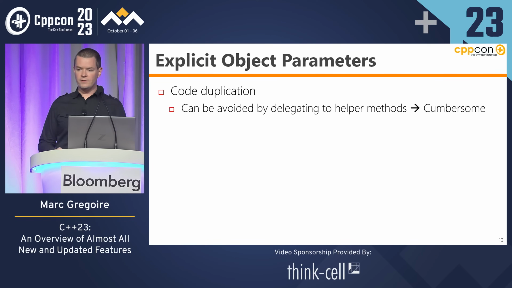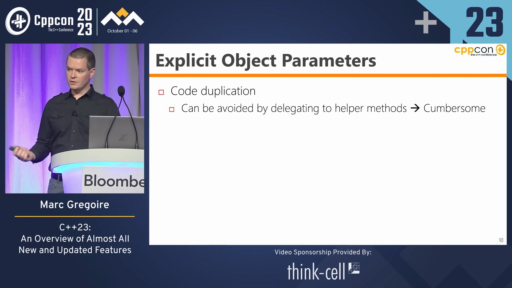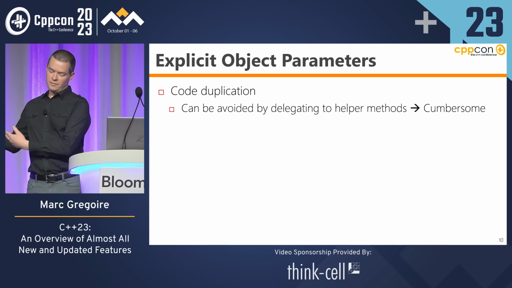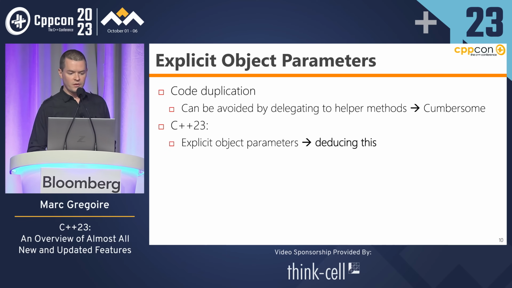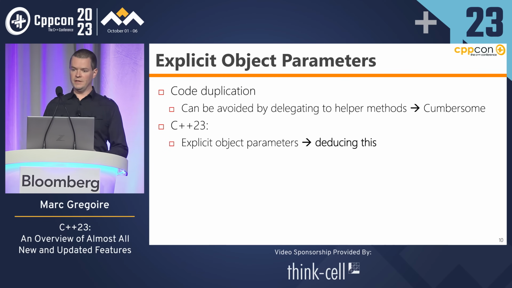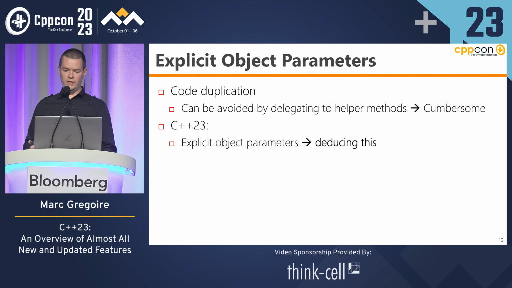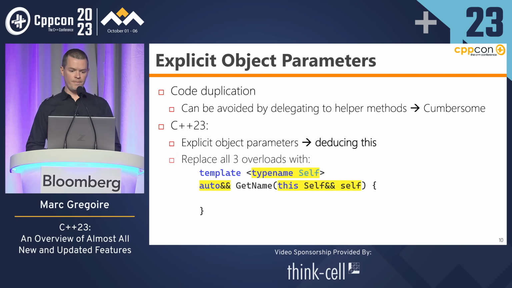So of course, one way to get rid of it is to delegate to a helper method, but that's cumbersome because you still need to write the 3 overloads and implement them, delegating to a helper method. With explicit object parameters, you can avoid this, and instead of having 3 overloads, you can have only 1. And in this context, this feature is called deducing this.